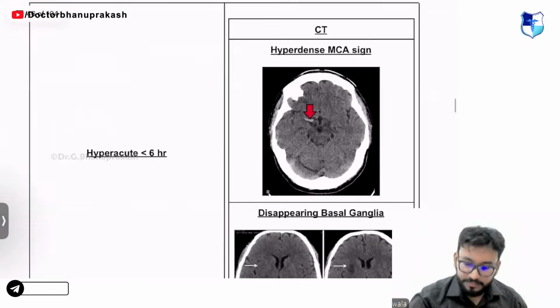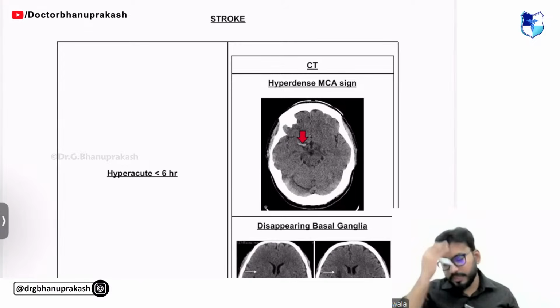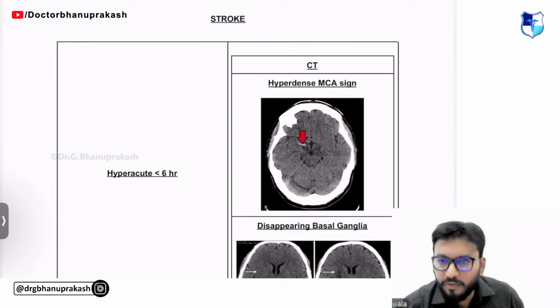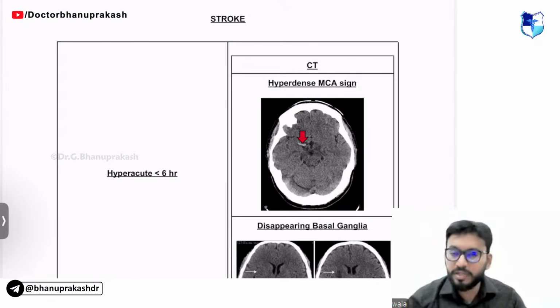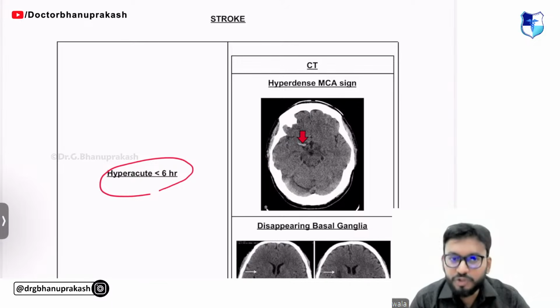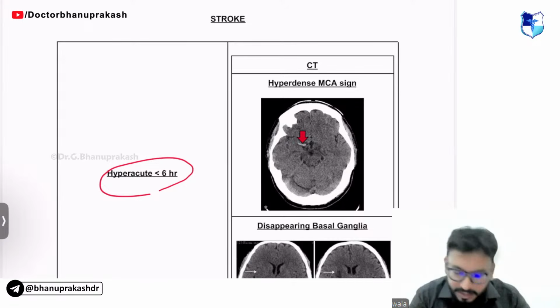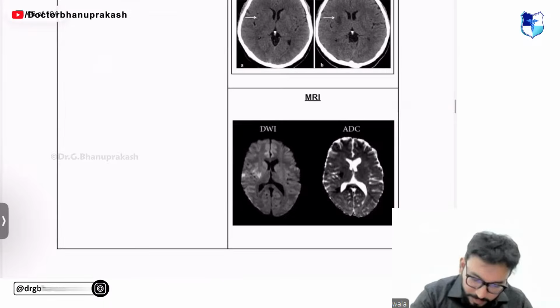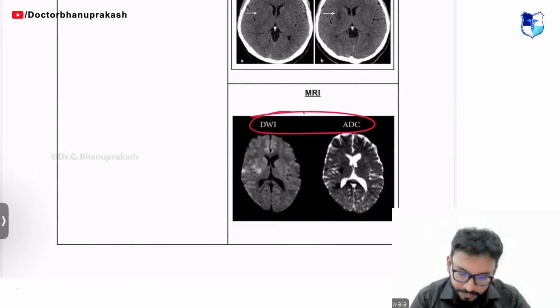Okay, stroke imaging. Let's breeze through the stroke imaging. Something very important, we'll look at it briefly, no fancy details, nothing more than what we need. Hyperacute stroke, less than 6 hours. Investigation of choice is MRI. Which sequence of MRI? The answer is right here: DWI with ADC map.